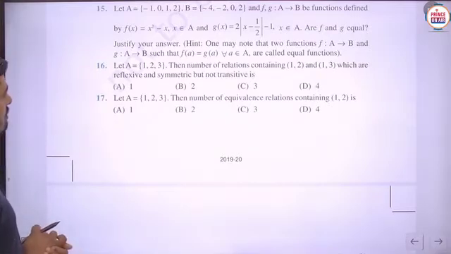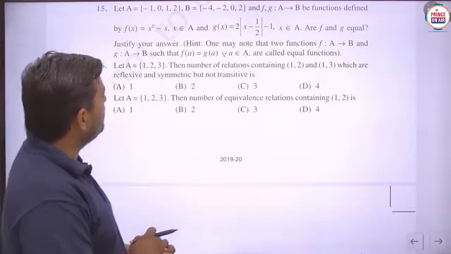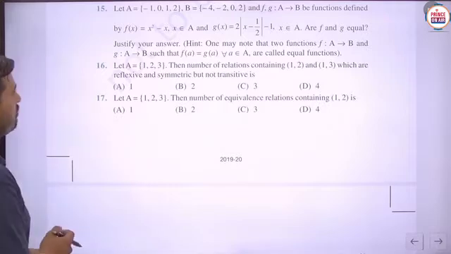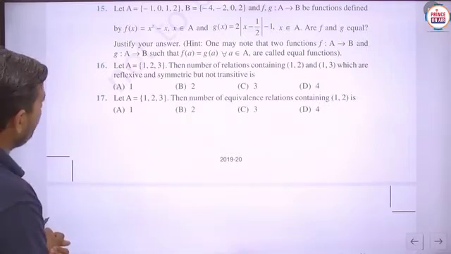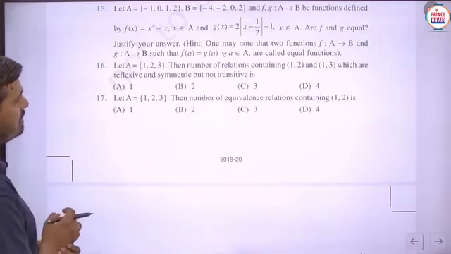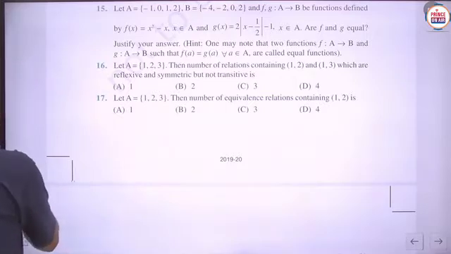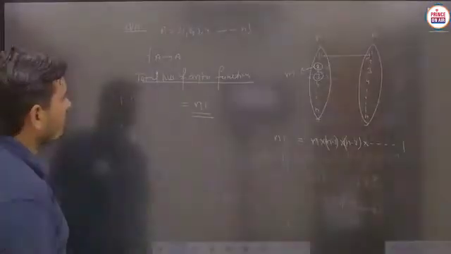So A is {-1, 0, 1, 2} and B is {-4, -2, 0, 2}. This is the set A and B, and f(x) is x squared minus x, and g(x) is 2 times modulus of x minus half, minus 1. Okay, next, question number 15 we are taking here.